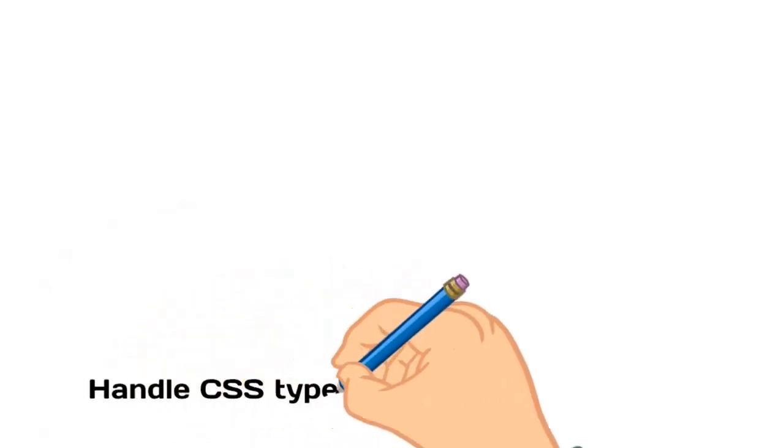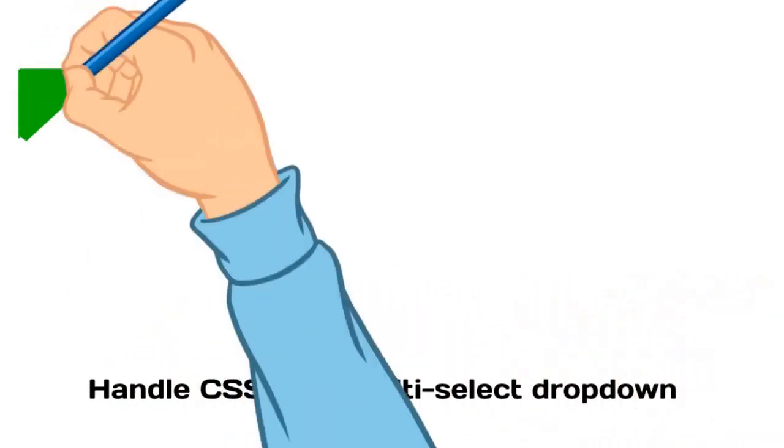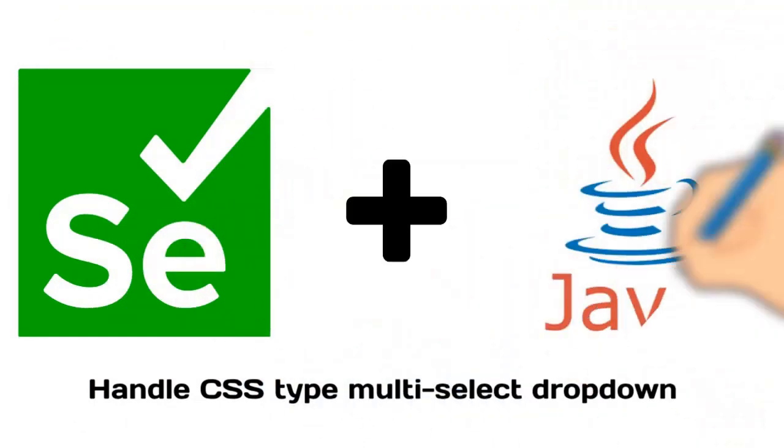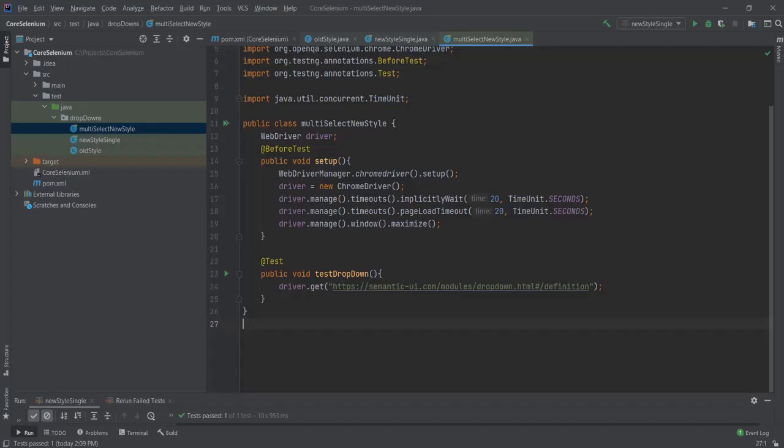Hey, hi there. In this video, we are going to see how to handle a CSS type multi-select dropdown using a combination of Selenium and Java. Here I am at my IDE and I have already written the code to start my WebDriver, to start my browser. And for this video, again, we would be using the Semantic UI website.